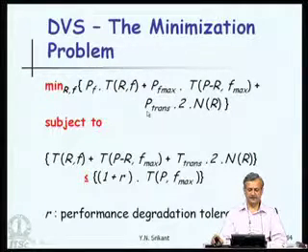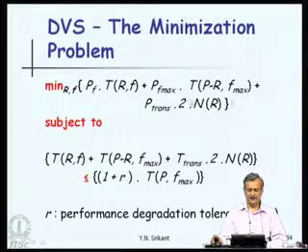The last part is the energy spent for switching: P trans into 2 into N(R). N(R) is the number of times the region R is executed. There is a factor 2 here because we need to switch twice. We need to switch to the lower voltage when we enter the region, and we need to switch to the higher voltage when we exit the region. And P trans is the power consumed during switching.